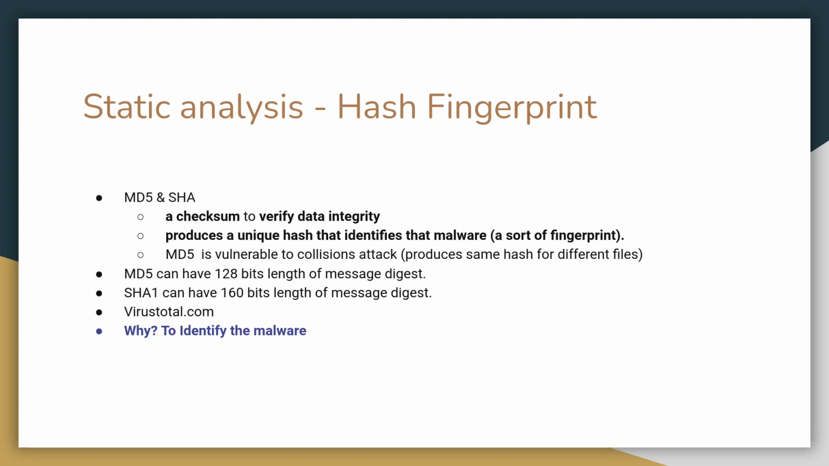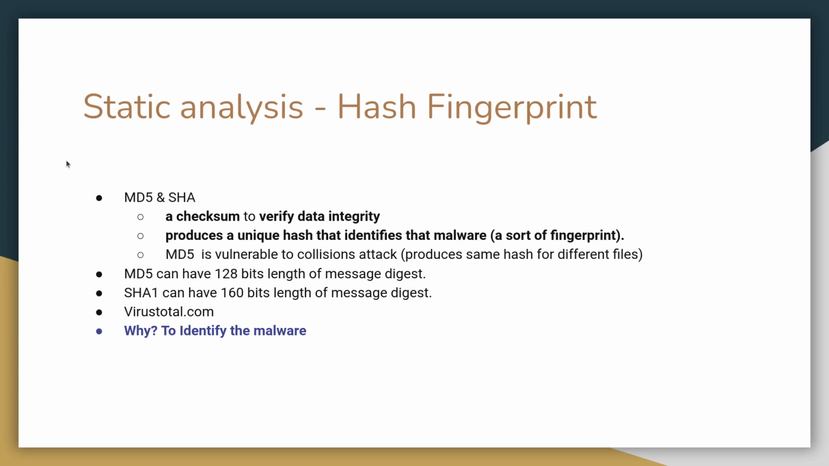So why do we do the hash fingerprint? Well, this is to basically identify the malware. So that's what we're going to be doing. And as you can see, you can either use MD5 or SHA-1 or even SHA-256. But MD5 is vulnerable to collision attacks, which basically means that you can produce the same hash for different files. So that's why a lot of people are moving away from MD5 because of that collision attack.